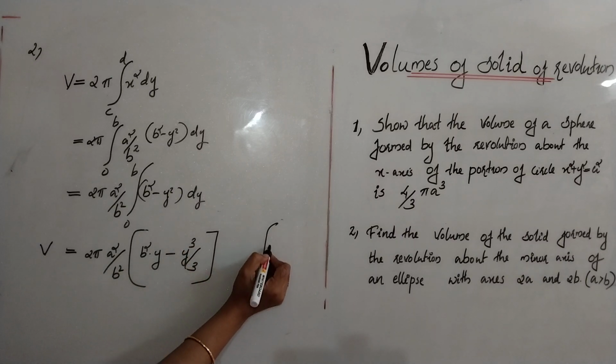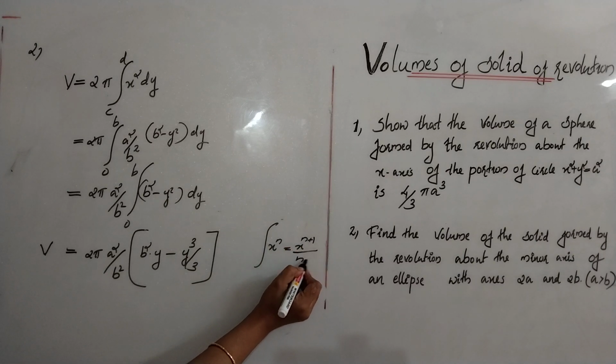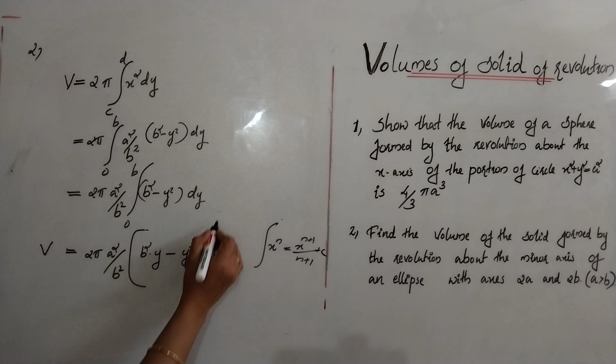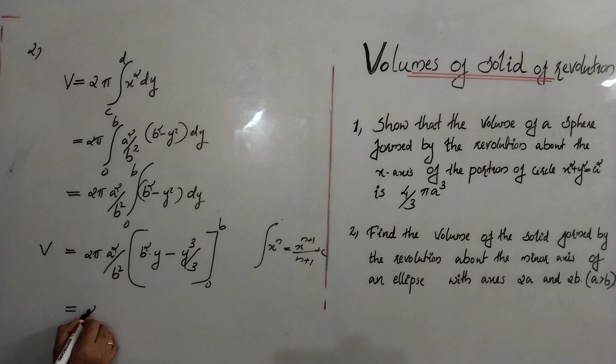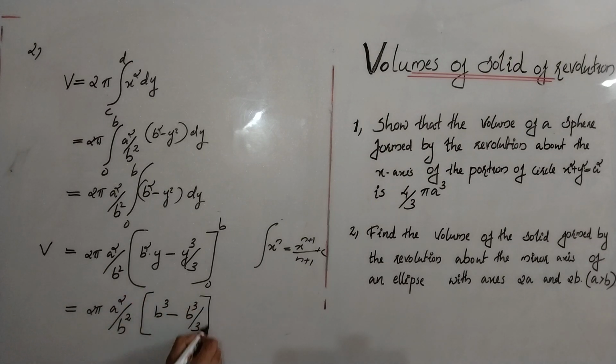The integral of x raised to n is what? X raised to n plus 1 divided by n plus 1, plus a constant c. Here the limits vary from 0 to b, that is 2 pi into a square by b square. After applying limits we get b square into b, that is b cube, minus b cube by 3. If I apply the lower limit, this becomes 0. That is b cube minus b cube by 3.